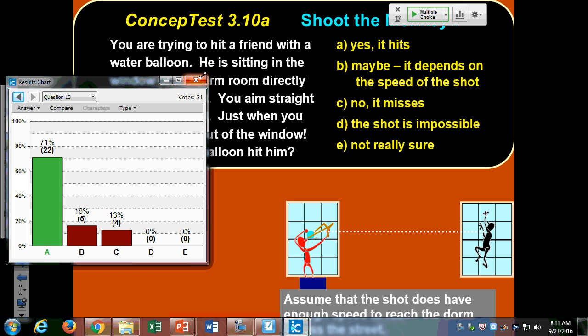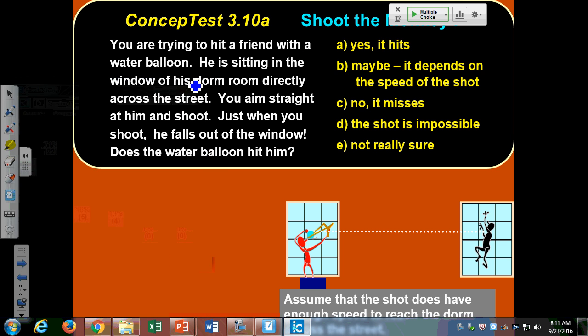Okay, yes, it is going to hit. What's going to happen here is that when you shoot your balloon straight across, it's going to start here, but it's going to fall at the acceleration due to gravity. And in that same amount of time, your friend is also going to fall so that they will meet right there. Now, if your friend didn't jump out of the window, how should you shoot your water balloon? You should shoot it at an angle so it will go up and then come back and reach the window. But if you know that he's going to jump out of the window at the same instant that you shoot your water balloon, then you just shoot it straight across.